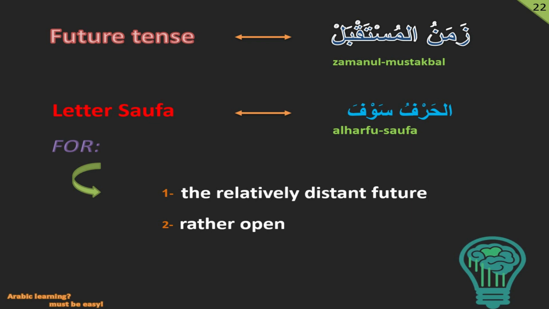Now the question arises, when or for what do I use the sawfa in the future tense? There are actually a lot more than 2 differences, but the main reasons are 2: for the relatively distant future, and for more openly spoken statements. I will be a technician in 3 years, or I will travel to Turkey. So the attention is here, but it's for the distant future, and or there is no plan, or there are no steps to implement the statement.